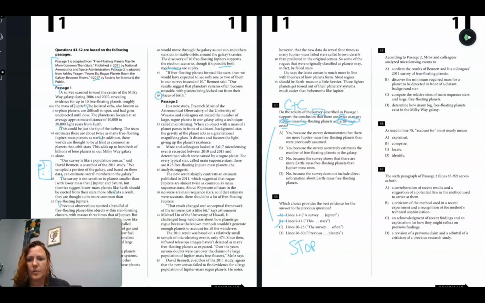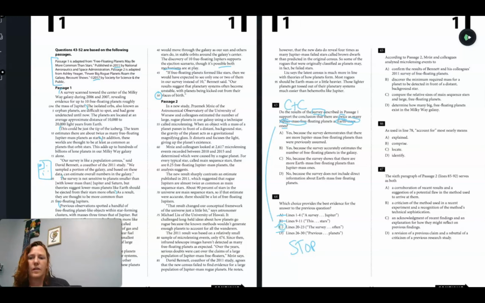Previous observations spot a handful of free-floating planets, planet-like objects within star-forming clusters with masses 3 times that of Jupiter, but they suspect the gaseous bodies form more like stars than planets. Okay, so we don't see anything in there about Jupiter versus Earth. So this is our answer.